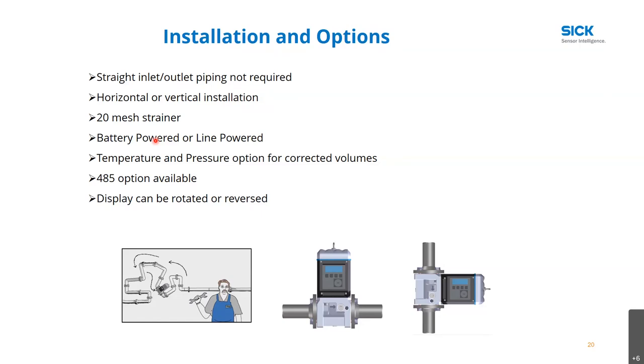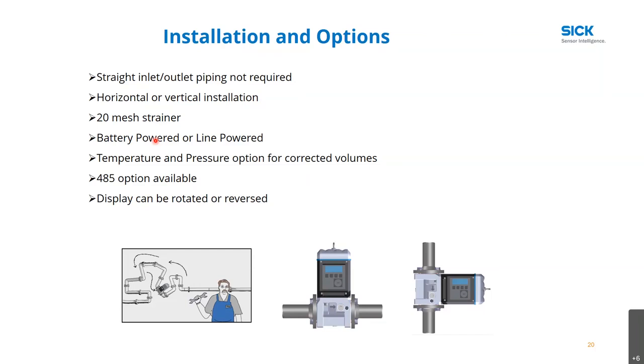You can also line power the 500, which means that you have line power coming in and you have one battery pack as a backup. So if you lose line power, the battery pack takes over and starts operating the meter.